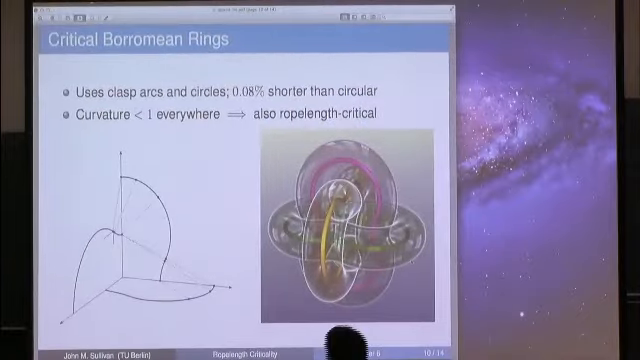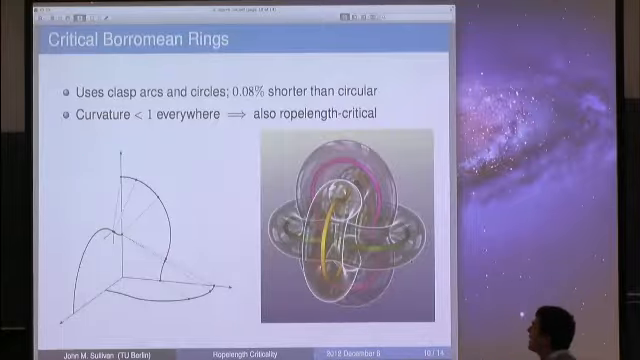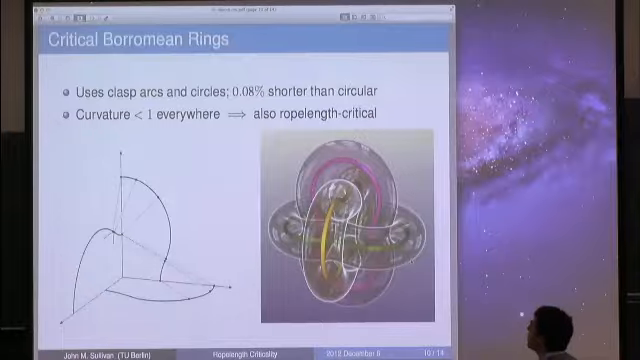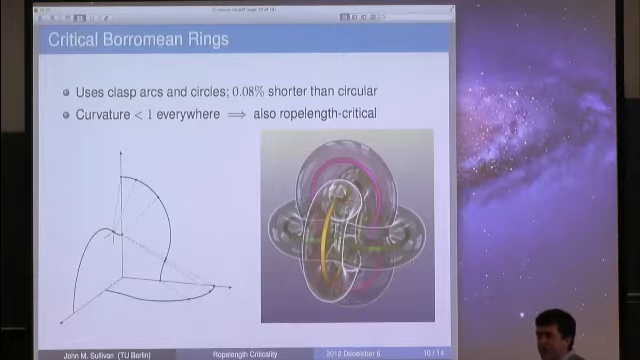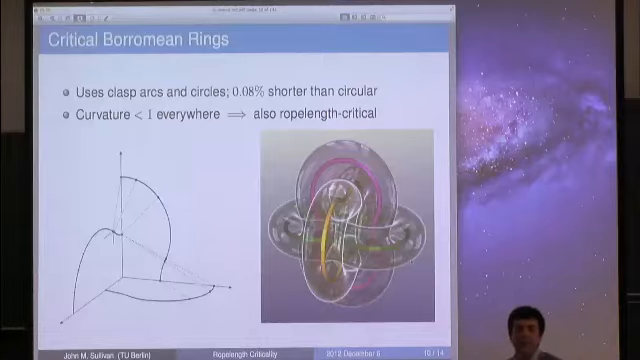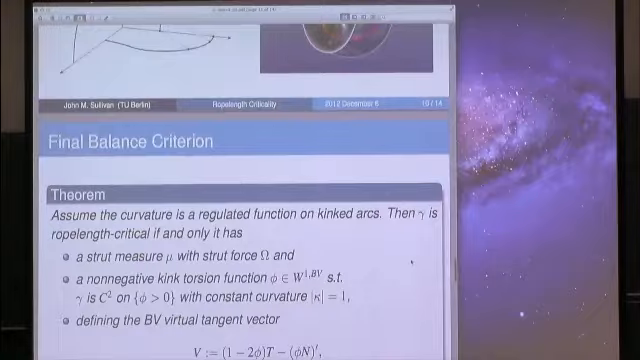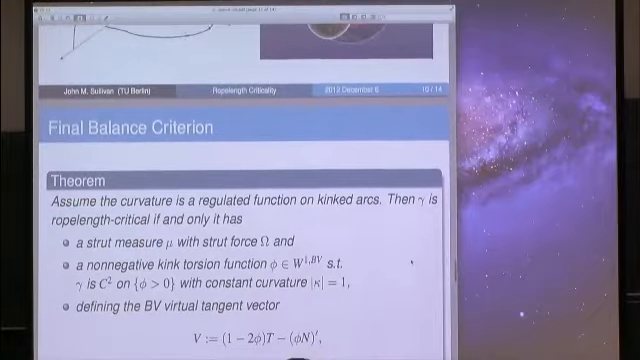So as I said, it uses arcs of the kinds of curves we saw in the clasp, and circles. It's less than 0.1% shorter than a close nearby naive configuration built just out of circular arcs. And because this one has curvature less than 1 everywhere, it's actually also rope length critical. So the clasp I just showed you had unbounded curvature. It's not for the rope length problem, it's for the Gehring problem.